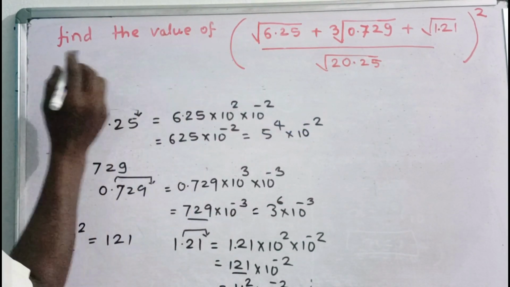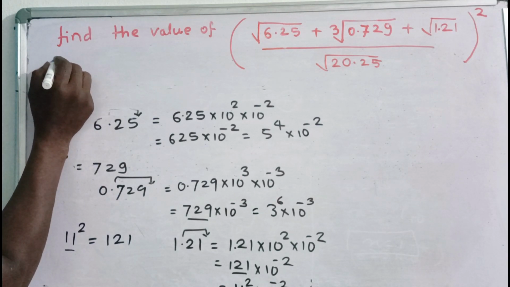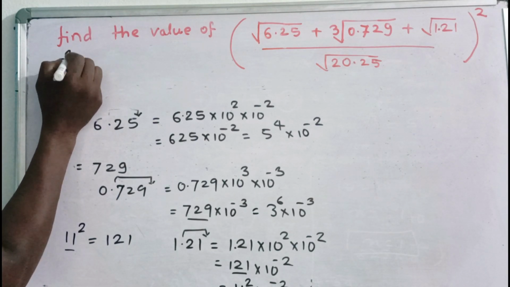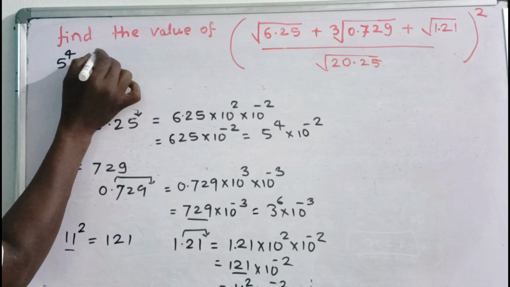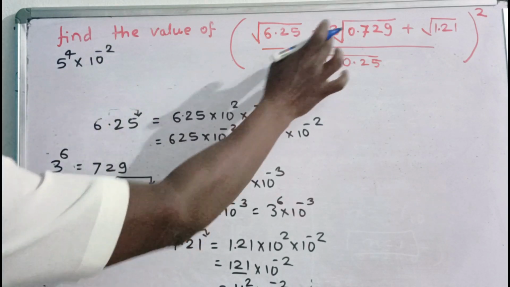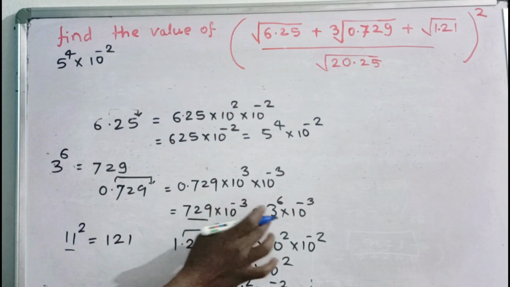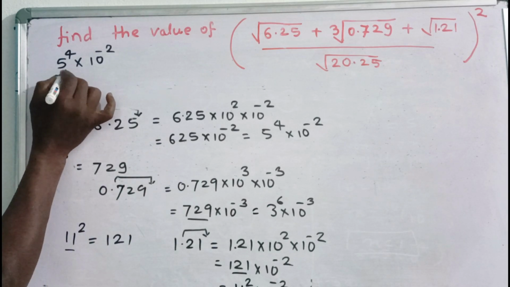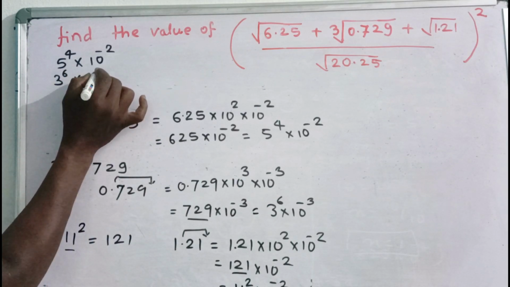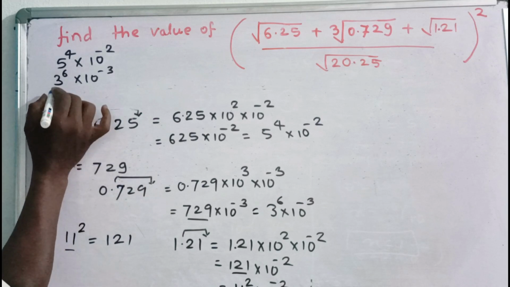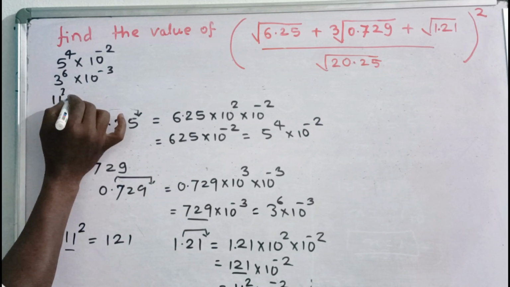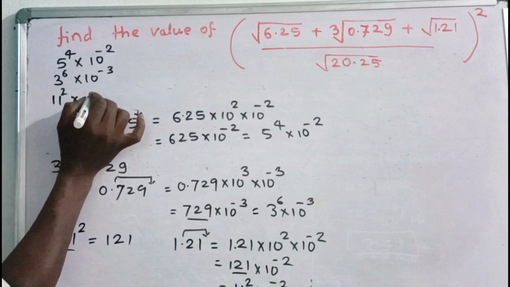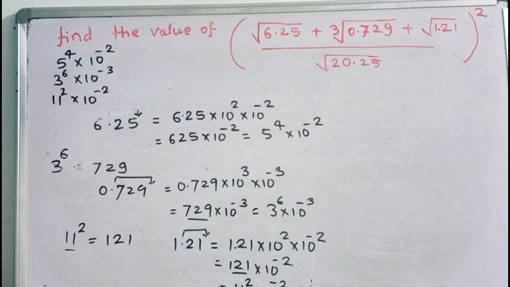इसकी जगह पर क्या लिखना है, 5 raised to the power 4 into 10 to the power minus 2. इसकी जगह पर क्या लिखना है, 3 raised to the power 6 into 10 to the power minus 3, 11 square into 10 to the power minus 2.